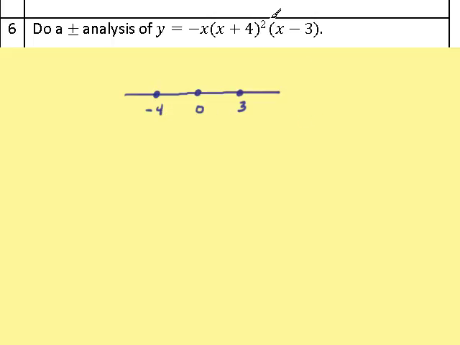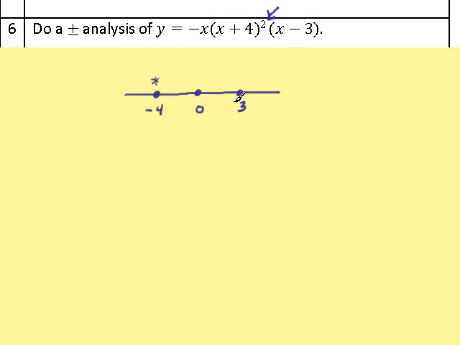Now, since x plus 4 has multiplicity 2, and 2 is even, let me just put a star next to the minus 4, because we expect the sign to not change when we go from one side of minus 4 to the other. That's because of this exponent 2.